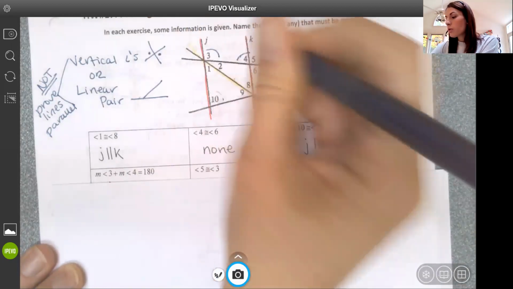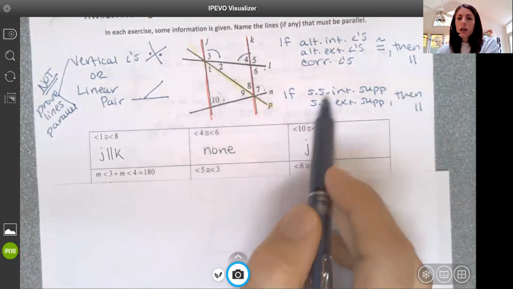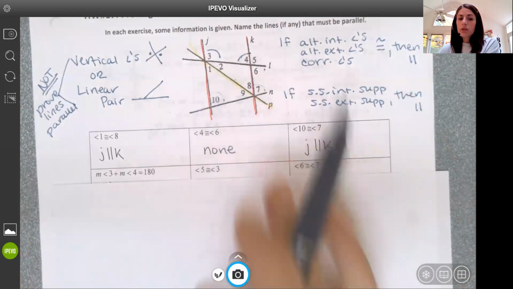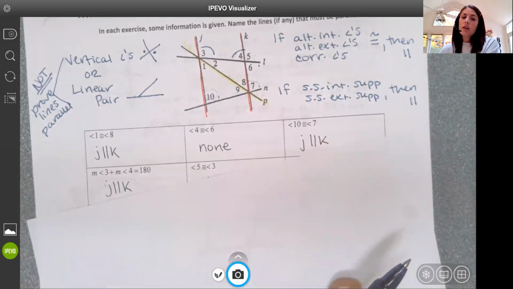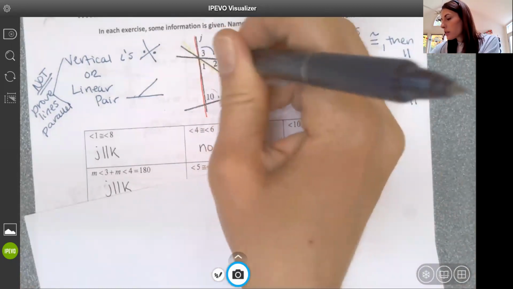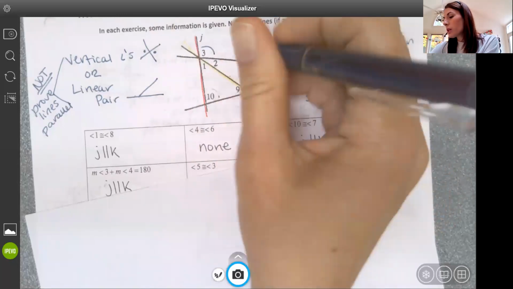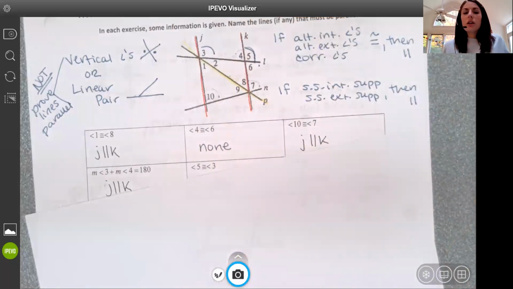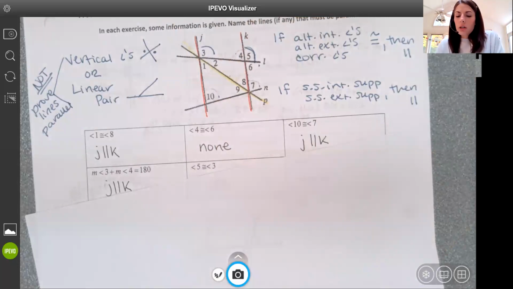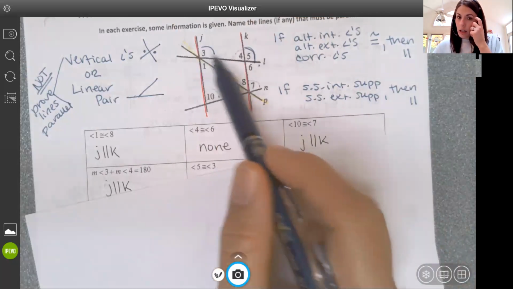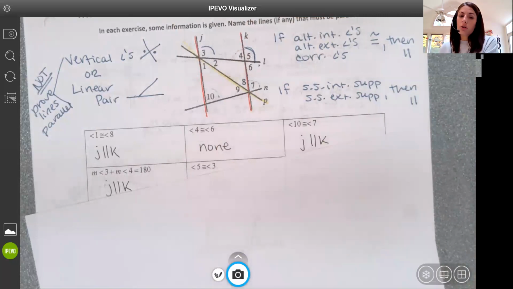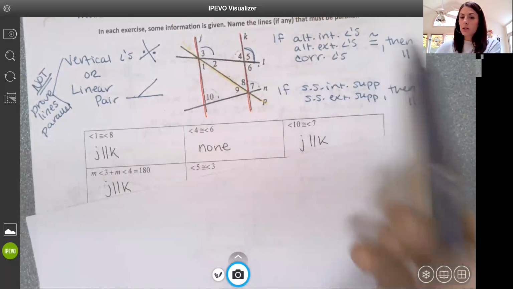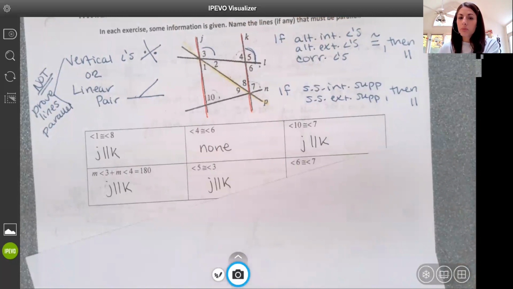And so if I look at 3 and 4, 3 and 4 are same side interior angles. So if they're supplementary, then J and K are parallel. 5 and 3. So now if I look at 3 compared to 5, what type of angles are 3 and 5? What's their angle relationship? Corresponding. So they're on the same side, but one's inside and one's an exterior angle. So absolutely that works. Corresponding angles, then parallel. So that's J and K.